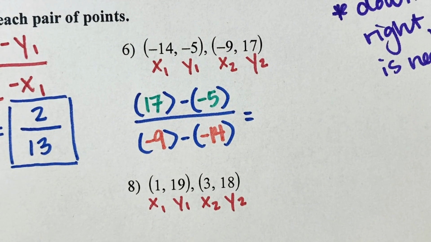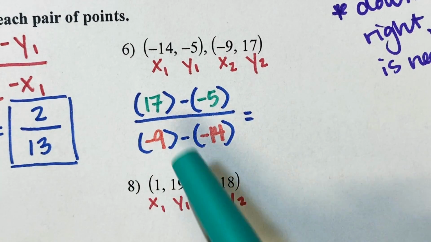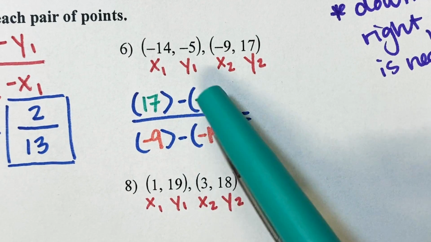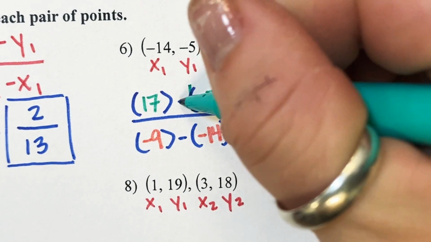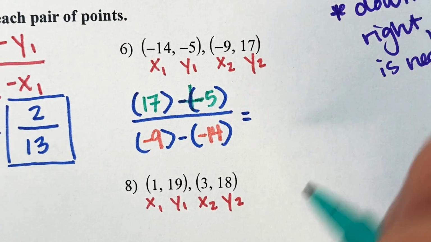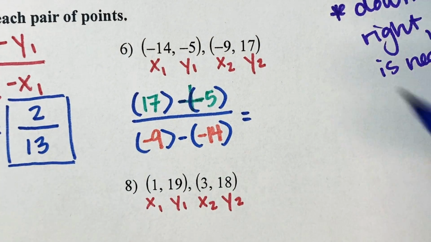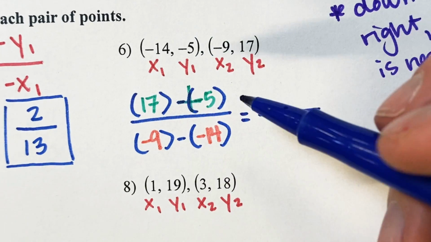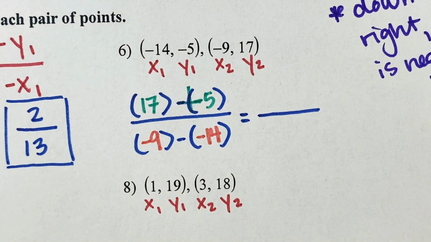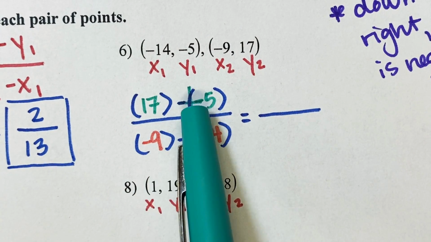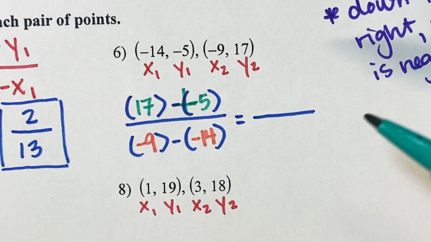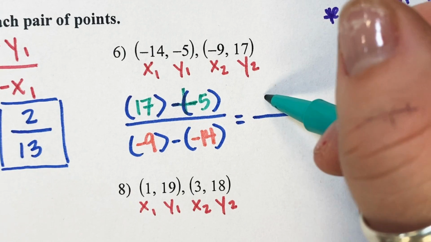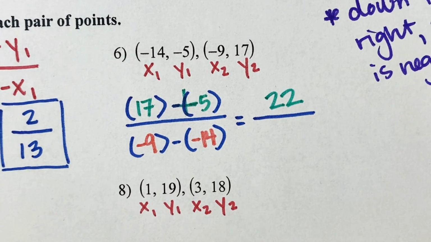Okay, well, look at this right here, you guys. Before we solve, we need to figure out what this double negative actually turns into. That actually turns into a positive or plus sign. So now instead of 17 minus a negative 5, we actually have 17 plus 5. So what goes on top? 17 plus 5 is going to give me 22.